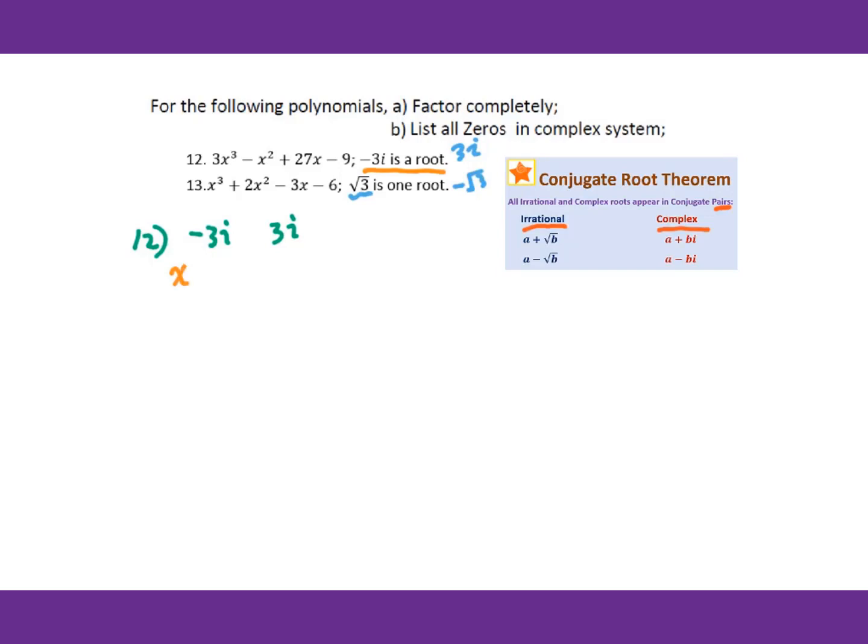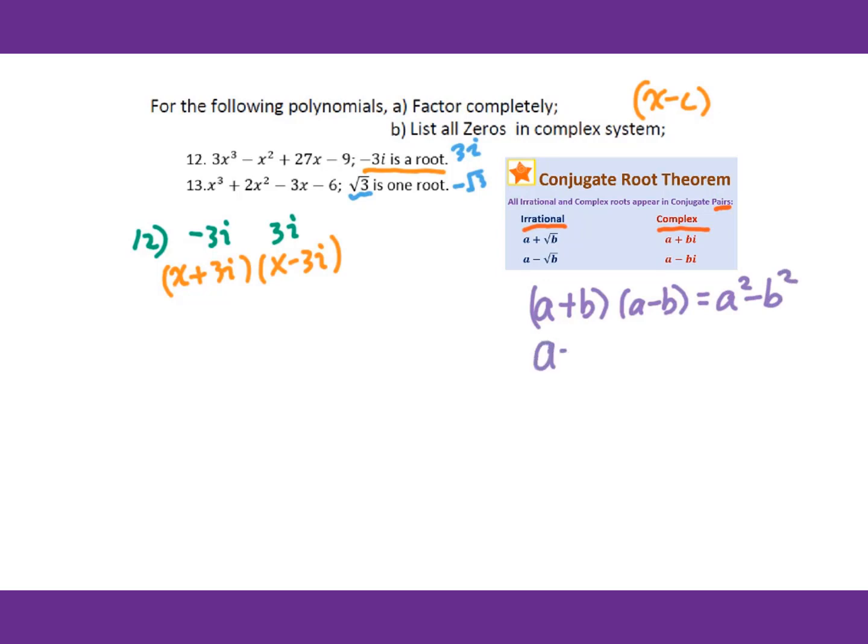We get the factor form. x minus c is a factor form, so x plus 3i times x minus 3i. We know a plus b times a minus b equals a squared minus b squared. A plus bi times a minus bi equals a squared plus b squared. Therefore, for this one, this is a, this is b. So a squared, that's x squared, plus 9. 3 squared is 9.